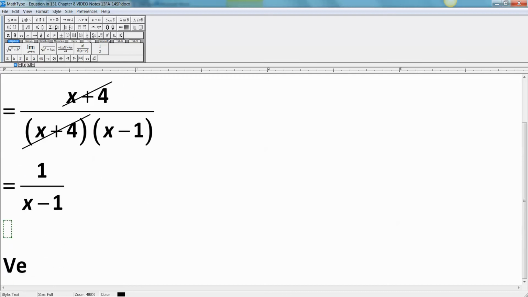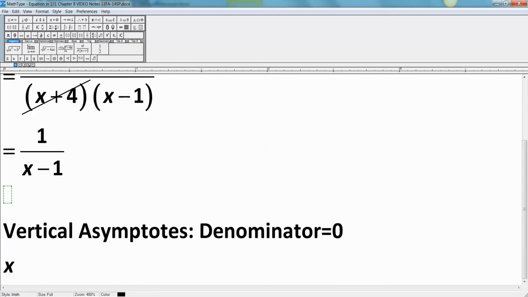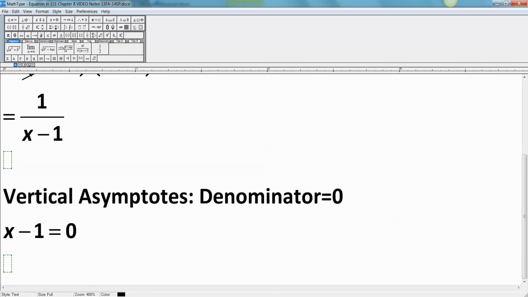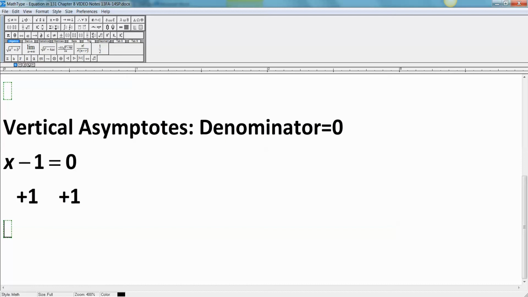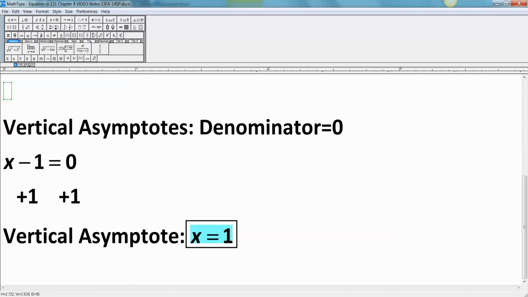The vertical asymptote, or asymptotes, whichever, will make the denominator equal 0. So we're going to set our denominator equal to 0. So x minus 1 equals 0. This is actually really simple. You'll add 1 to both sides, which means your vertical asymptote, oops, I spelled asymptote wrong, would be equal to x equals 1. It's an equation, right? It's a vertical line, so it has to be x equals a number.